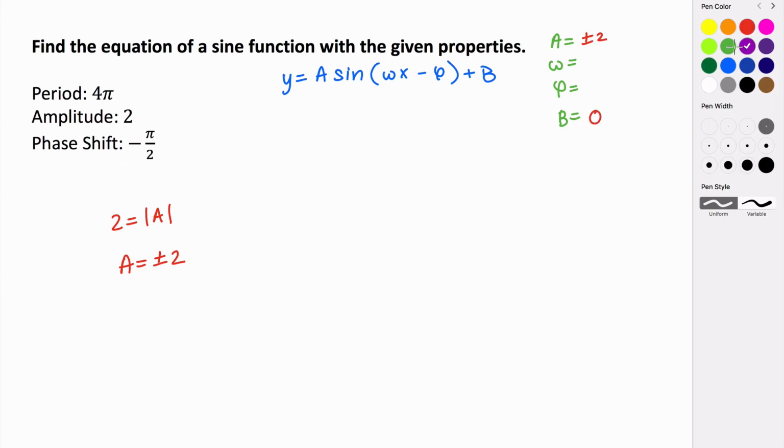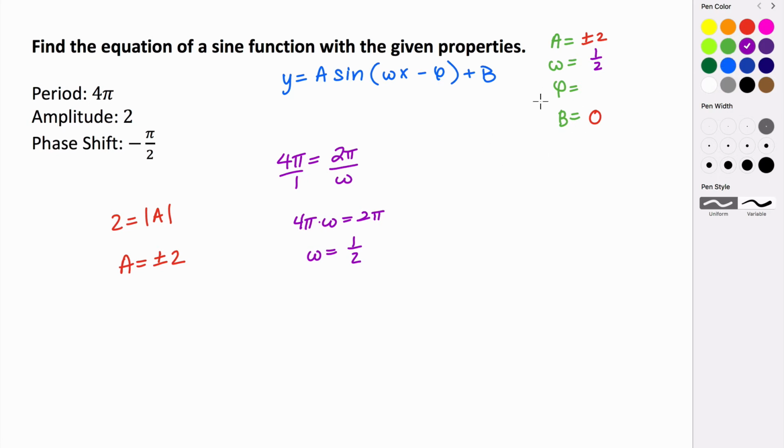And now let's find omega. So omega is something that helps us find the value of the period. So we know the period is 4 pi. And we know that to find the period, we use the equation 2 pi divided by omega. So we can just cross multiply. So we end up with 4 pi times omega equals 2 pi. Divide, and we get that omega is 2 pi over 4 pi, which is 1/2. So omega is 1/2.